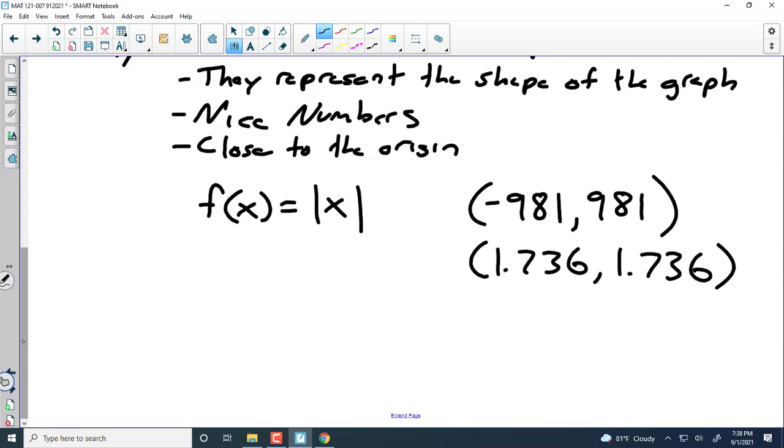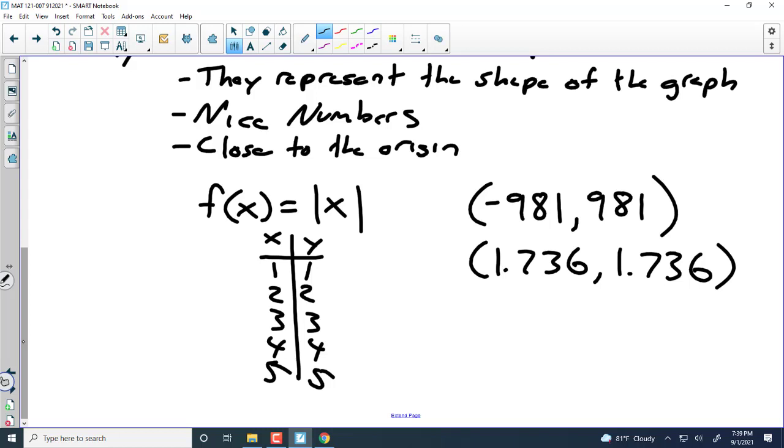So the reason we use the ones we use is because they're nice numbers near the origin that give us a representative shape of the graph. That's why we use the ones we use. It wasn't just 5 that we picked out of a hat. And as you know, if you just chose to do this, is that really going to show you what the graph of absolute value looks like? No, if you just plot those, it's just going to look like a line. So that's why we need to represent the shape of the graph.